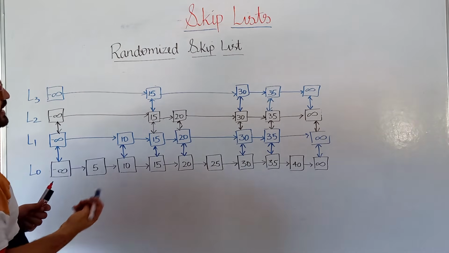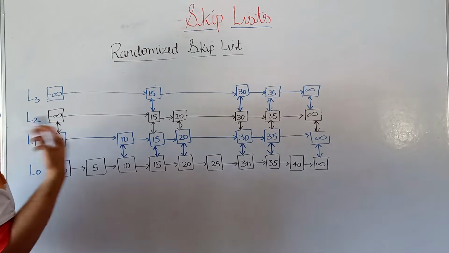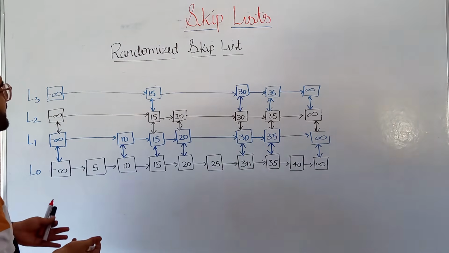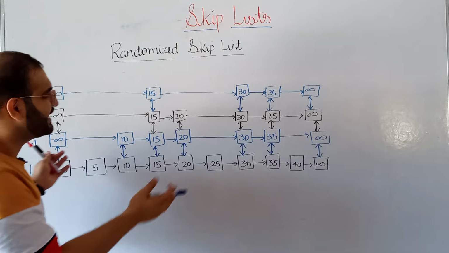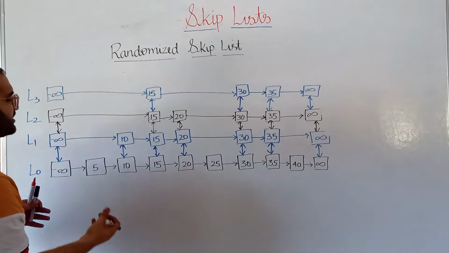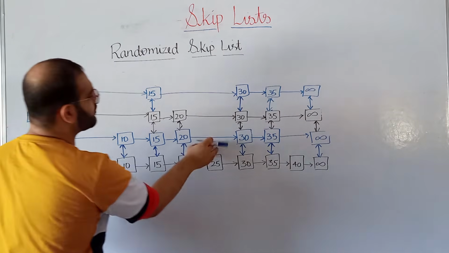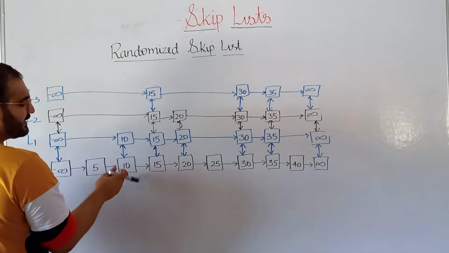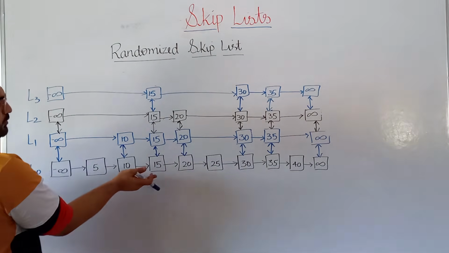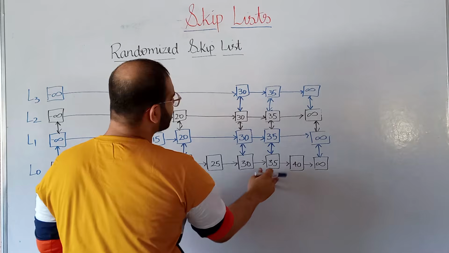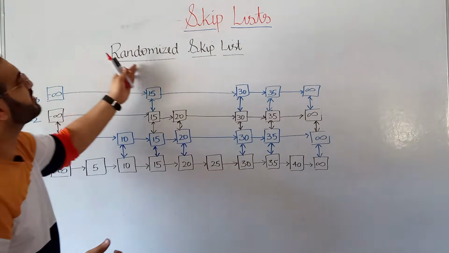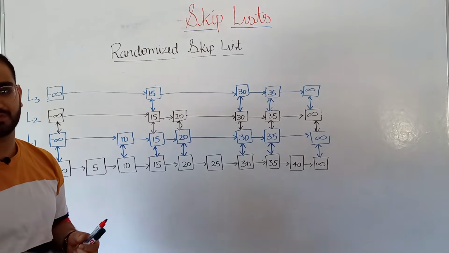And a very striking difference if you compare it with your perfect skip list is that in a randomized skip list, there is no particular structure. It is very random if you look at it, because we do not follow the strategy that every alternate node has to be promoted to the next level. Here I have randomly chosen 10, 15, and 20 to be promoted from L0 to L1, and 30 and 35. Similarly, I have followed this random strategy. That is why this is known as a randomized skip list.